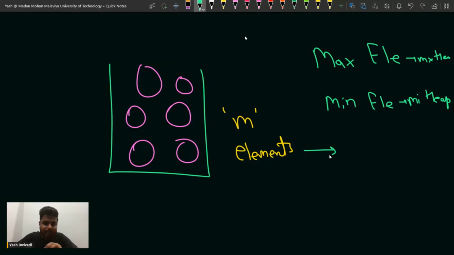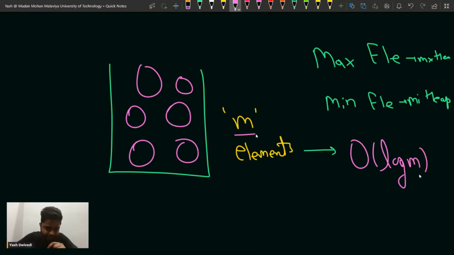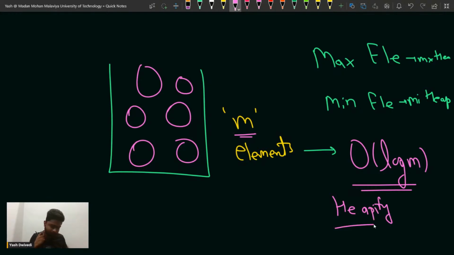So if there are m elements in the heap, then the algorithm takes order of log m time. If there are m elements inside the heap, getting the maximum element at the top takes log m time, and this is known as the heapify process. Is this also clear to everyone? Please write yes in the chat.